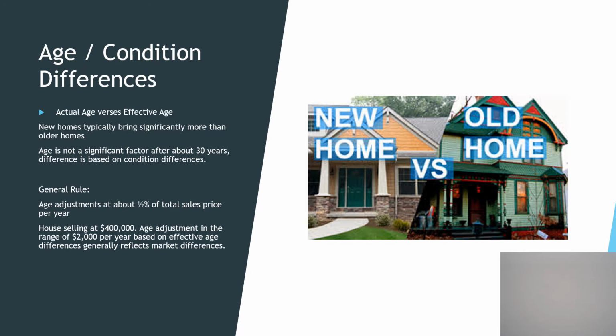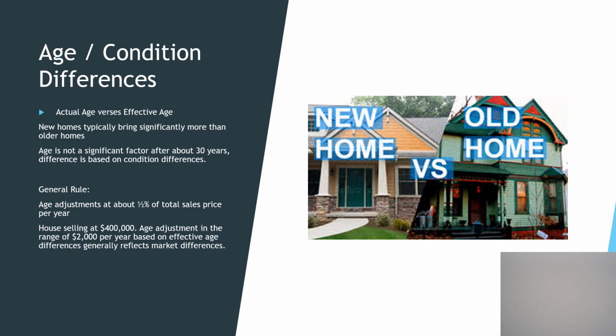We find that the age of a home can have a significant impact on its price, especially as we look at homes that have been neglected or have not been remodeled or updated over a period of time. We've generally found that once homes get past about 30 years old, the actual age becomes a far less significant factor, and the effective age, based on improvements that have been made, will have a more profound impact.